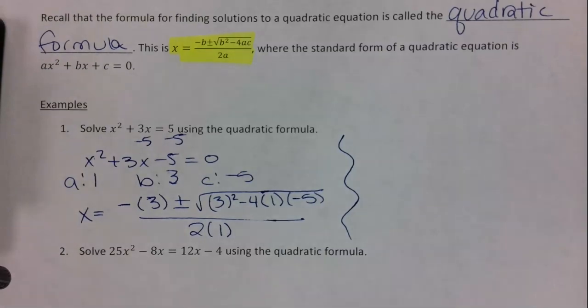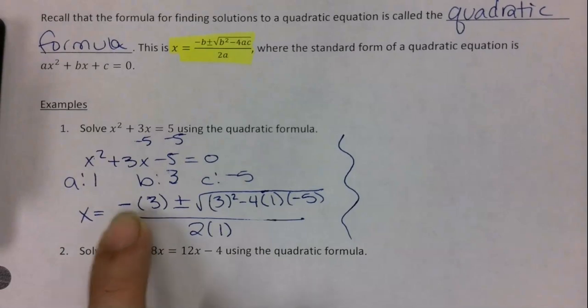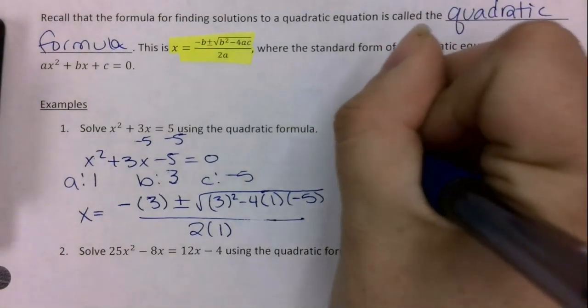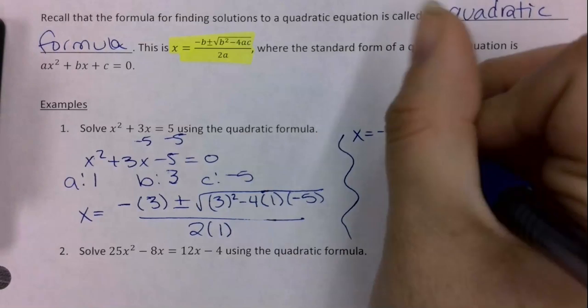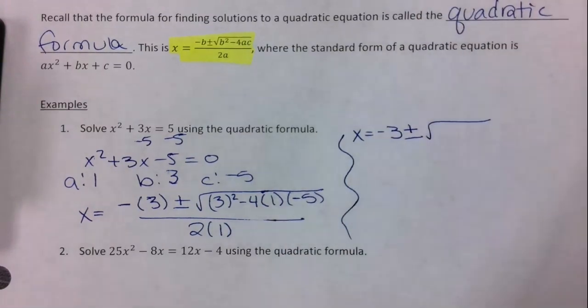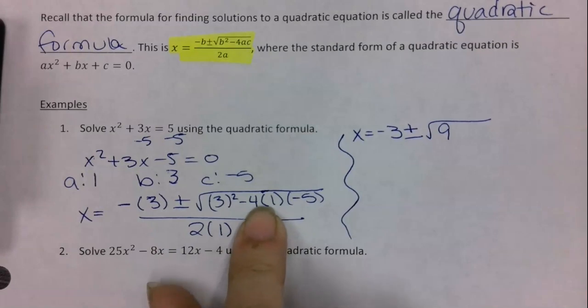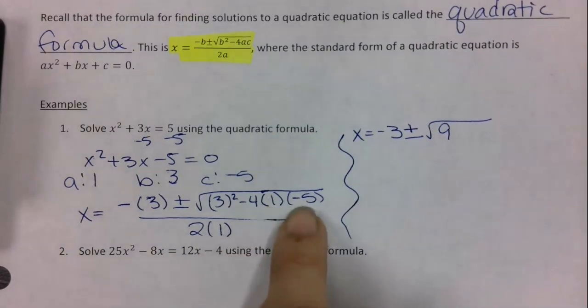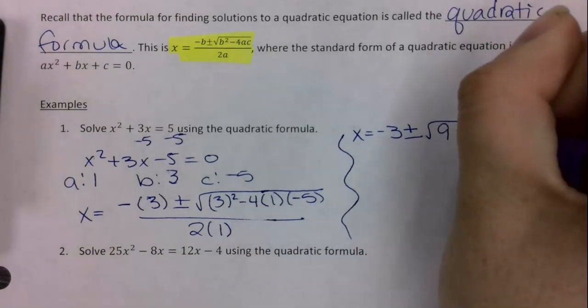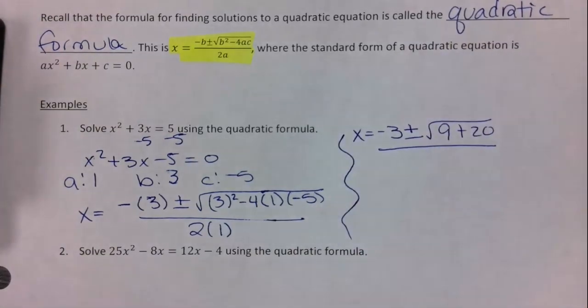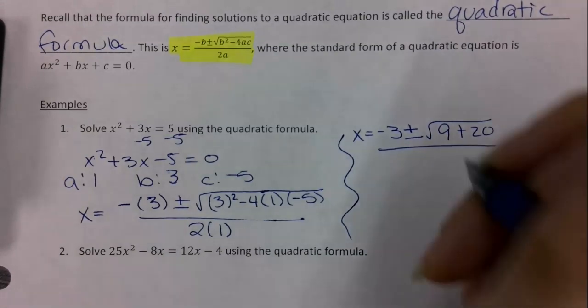So then I want to simplify. Negative times 3 is just going to give me negative 3. Then I still have the plus or minus. What is 3 squared? 9. Positive 9. Negative 4 times 1 is negative 4. 4 times negative 5 is negative 20. And 2 times 1? 2.